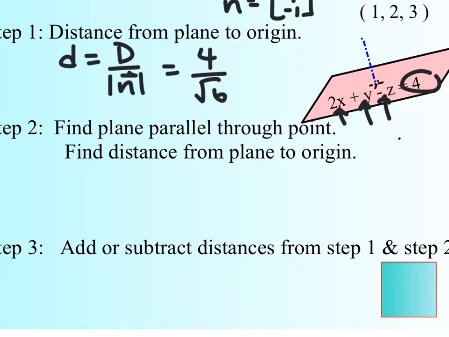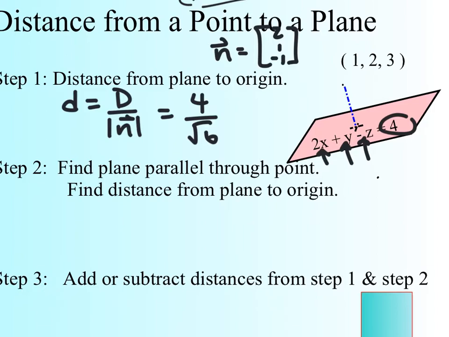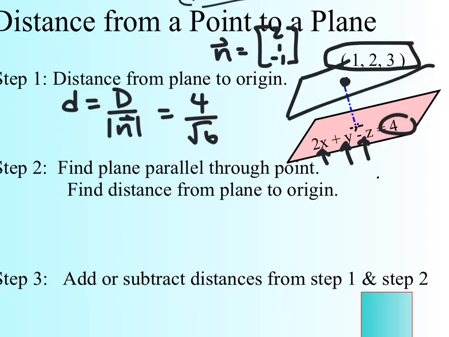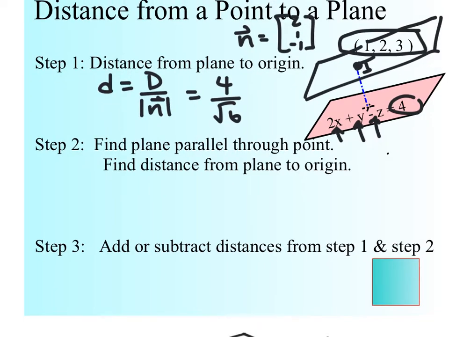Find a plane parallel through the point. Find the distance from the plane to the origin. So here's this point 1, 2, 3. I want to sketch a plane there, where this normal also goes through, is normal to that plane, parallel. And I'm just going to make an equation of a plane using what I know.